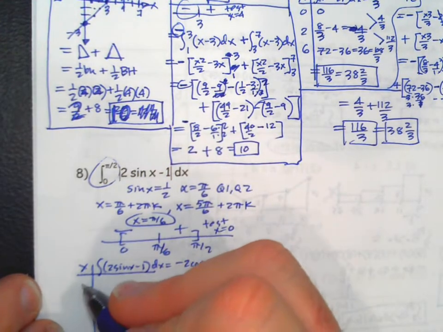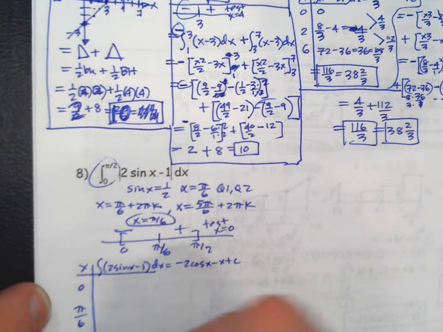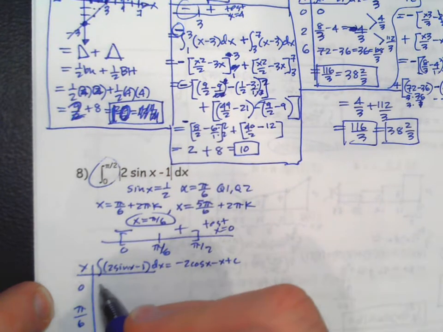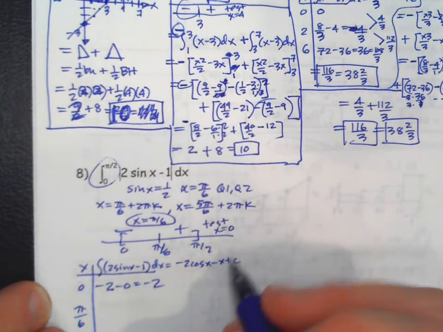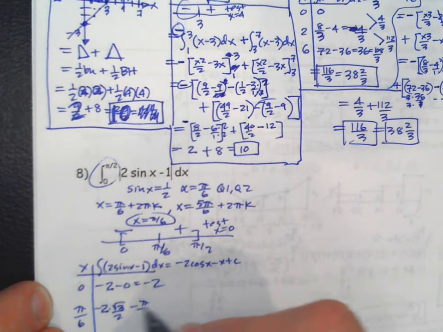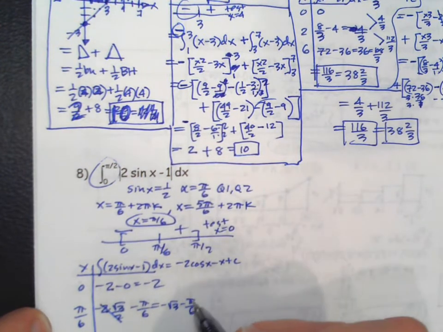We're going to do 0, pi over 6, pi over 2. We're going to plug these in here. So negative cosine of 0 is 1, so that's negative 2. Minus 0 is negative 2. Pi over 6, cosine of pi over 6 is root 3 over 2. So you get negative root 3 minus pi over 6. Pi over 2, cosine of pi over 2 is 0, so we're just going to get negative pi over 2.